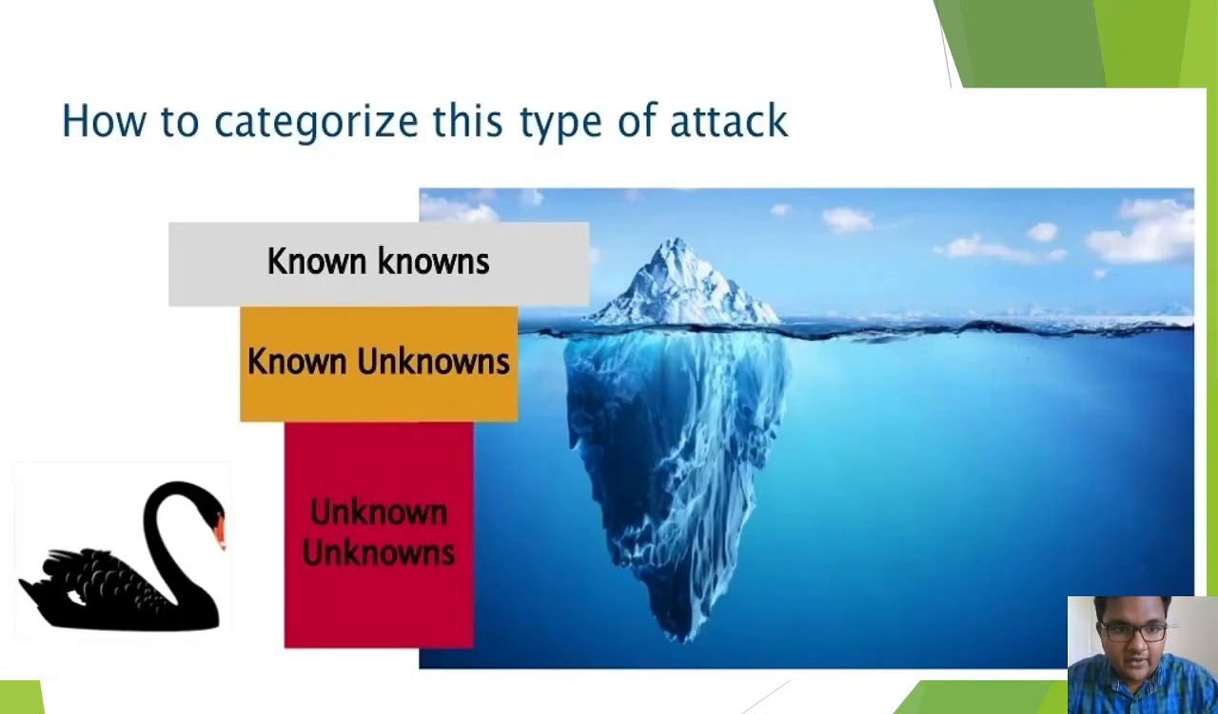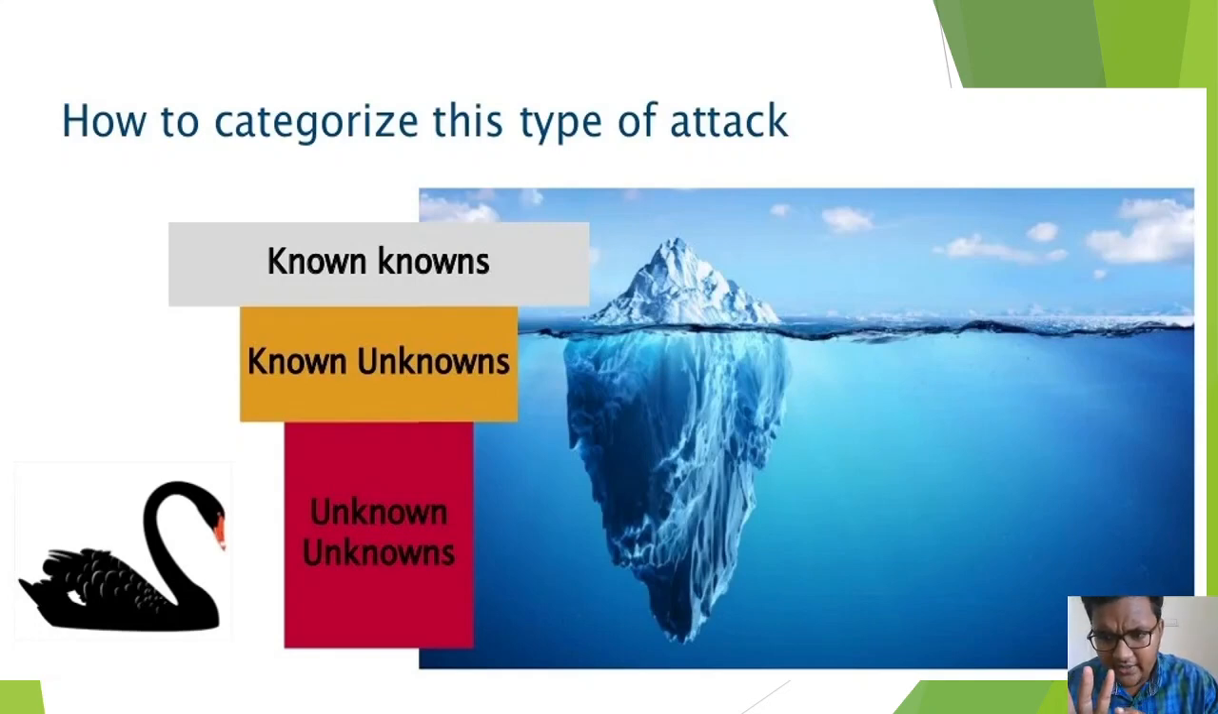How can we categorize this attack? The known knowns are just the top of the iceberg. We can compare it with the analogy of an iceberg scenario. We know only this portion of what happened and what the attack is. I also conducted very in-depth research, but I could find only up to this level. Only brief info, not very detailed information, was collected.